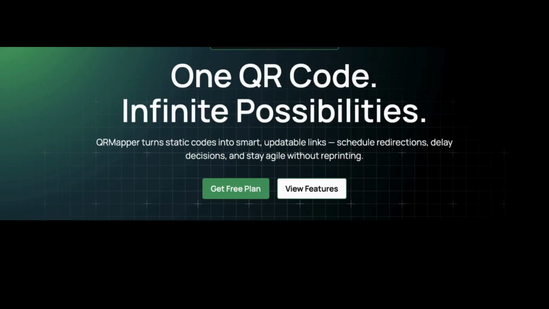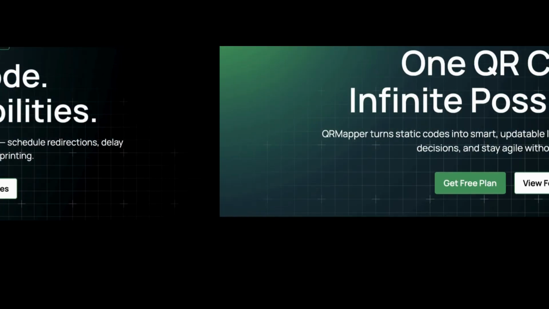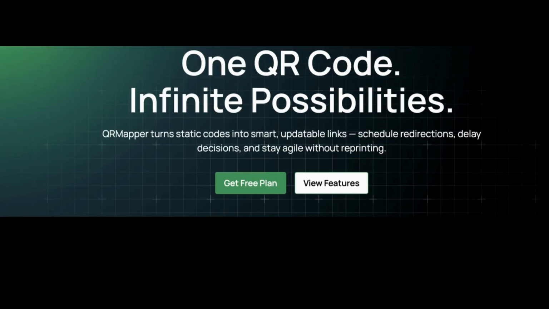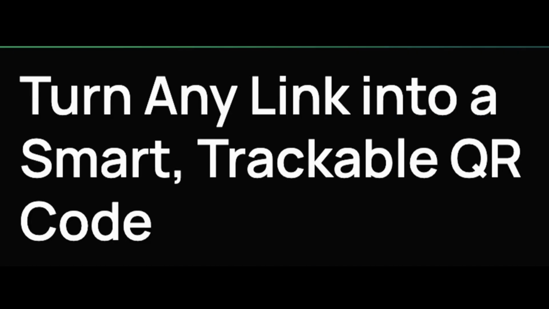So let's bring this back to you, the listener. Think about the physical things you create or use. Flyers, brochures, business cards, definitely. Maybe internal posters, product packaging, handouts for classes or events. What would it actually mean for you if you could change the link on those after they're printed? Or what if you could see how many people actually scanned that specific poster you put up in the store window? Or which city responded best to your mailer?